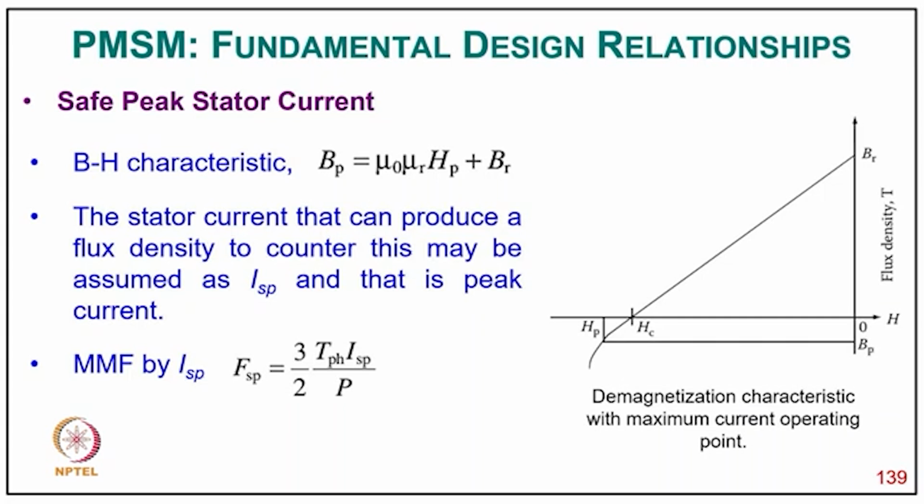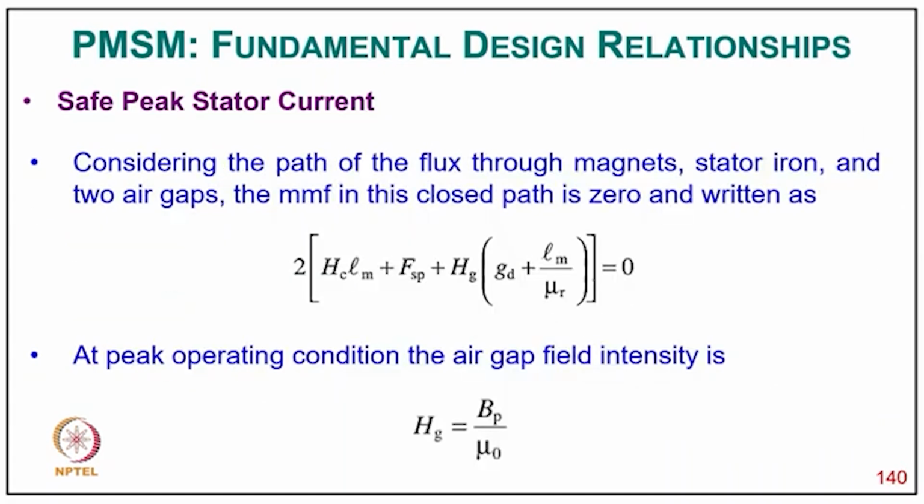So the stator current that can produce a flux density to counter this may be assumed as ISP, and that is the peak current. So the MMF FSP equal to 3 by 2 TPH ISP upon P, and considering the path of the flux through the magnet, stator iron and the two air gaps, the MMF in this closed path is 0 and written as 2 HC LM plus FSP plus HG in bracket GD plus LM upon μR equal to 0, and at peak operating condition the air gap field intensity is given as Hg equal to Bp upon μ0.